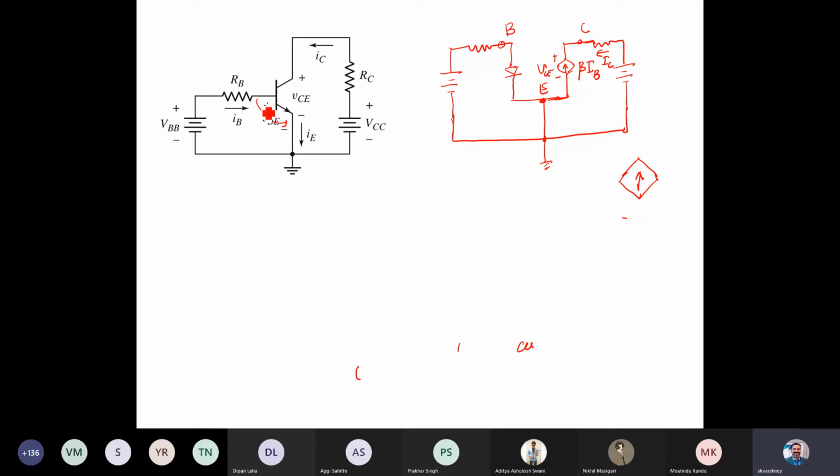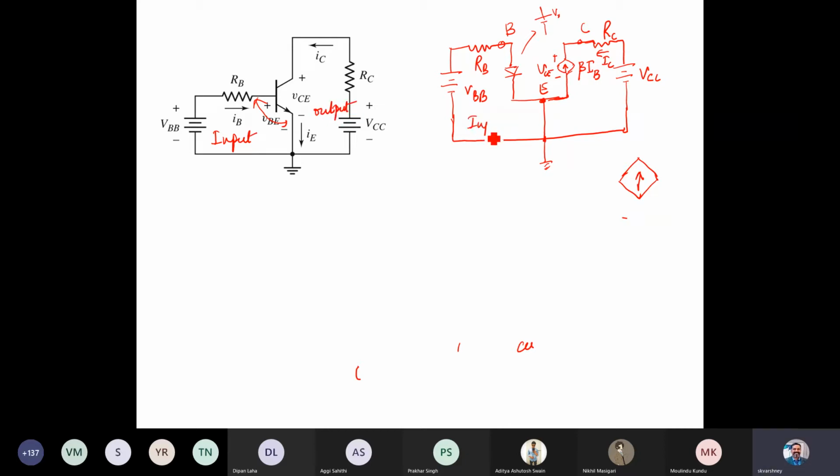Here is VB on, and roughly we can replace it with V gamma or VB on, and this is an RB, VBB, and this is VCC, RC. Right now I have not connected any resistor to the emitter terminal. So if we write this down, there are two loops now. This is the input and this is the output.